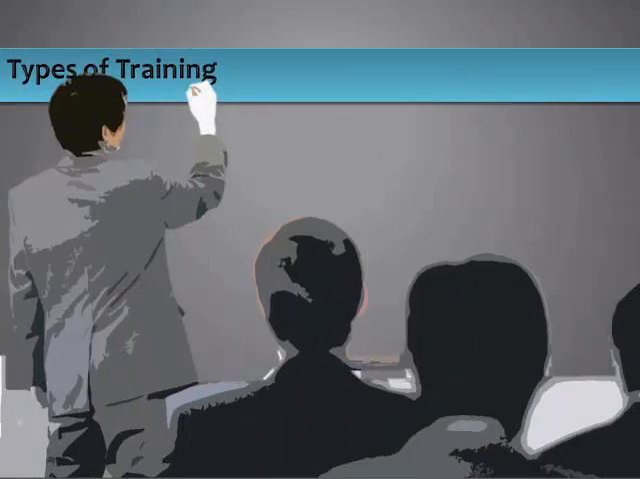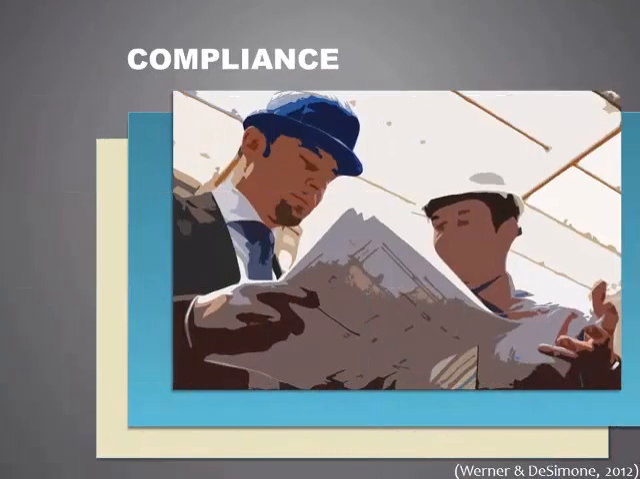Human resource development training programs have three distinct purposes that include compliance, performance, and innovation. Let's talk about these three types of training a bit more. Typically, compliance training is mandated by legal requirements. These can include health and safety as well as organizational policies. These programs are not only legal requirements, they're also preventative.